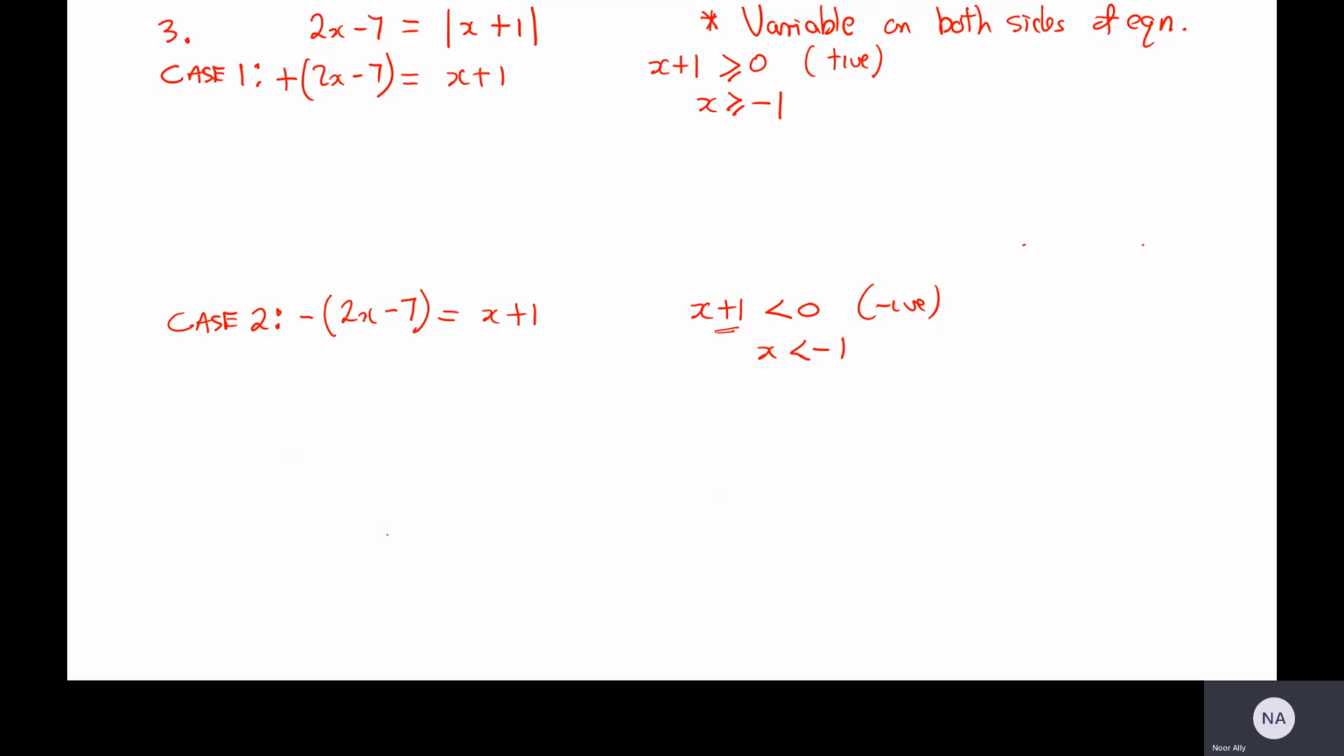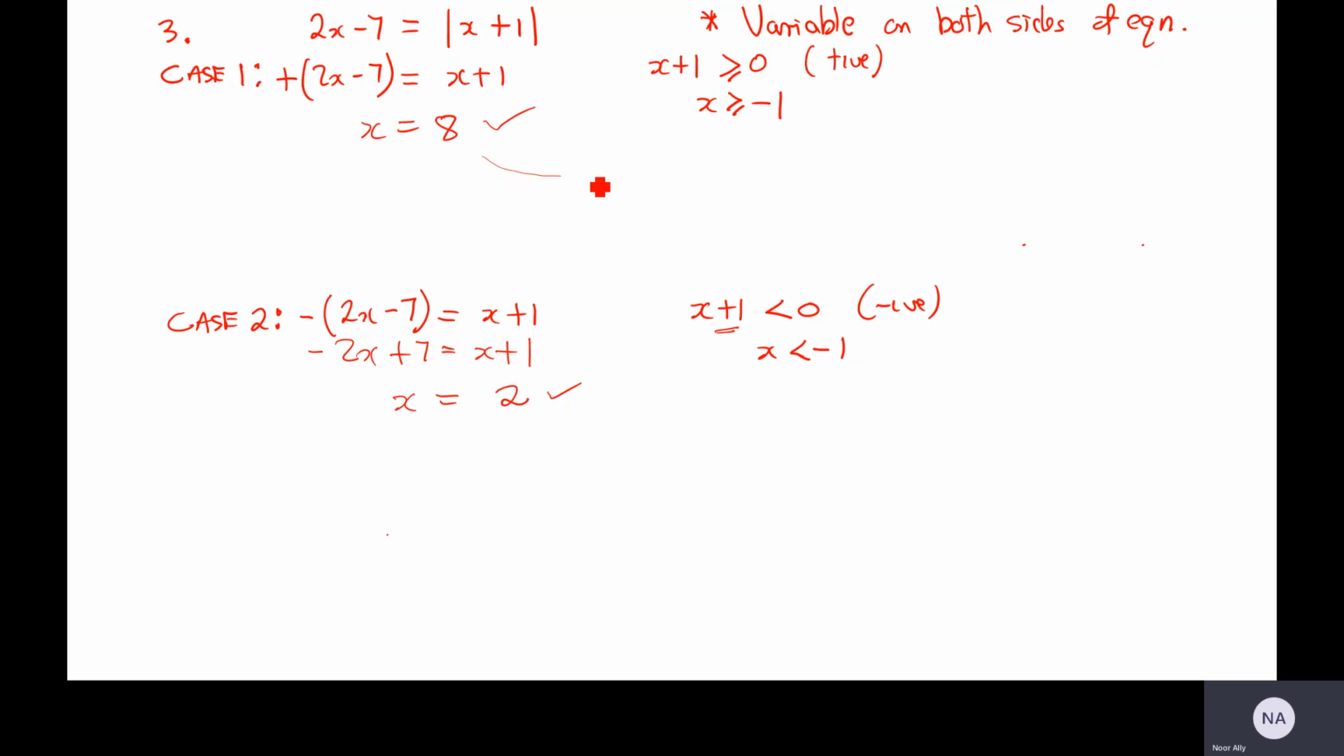Then, of course, you simply solve each case. So solving the first case, you're going to get transpose here. You get x is equal to 8. Solving the second case, minus 2x plus 7 is equal to x plus 1. Transpose, minus 3x equal to 6. Divide, I get x is equal to 2. So now I have 2 possible answers, x equal to 2 and x equal to 8.